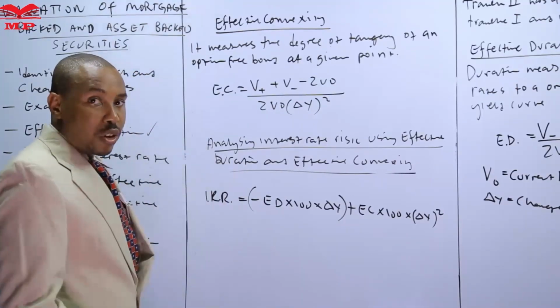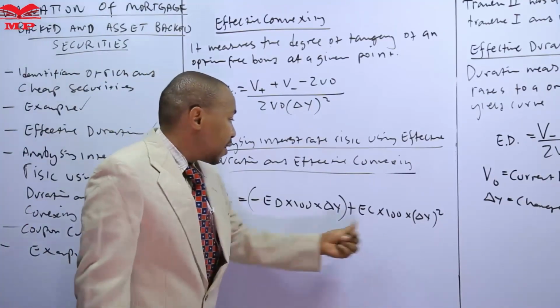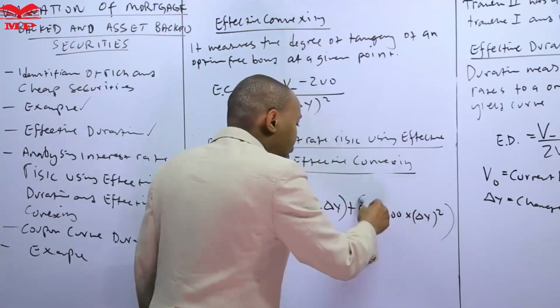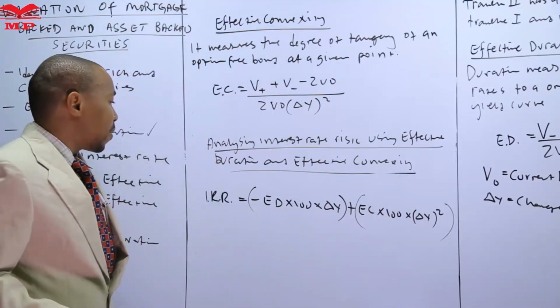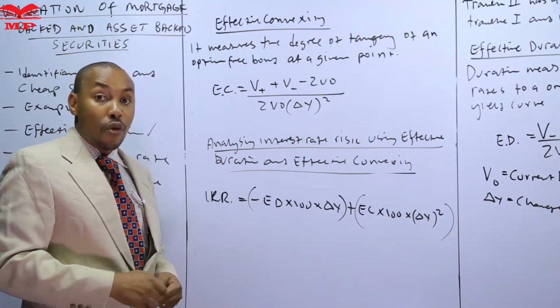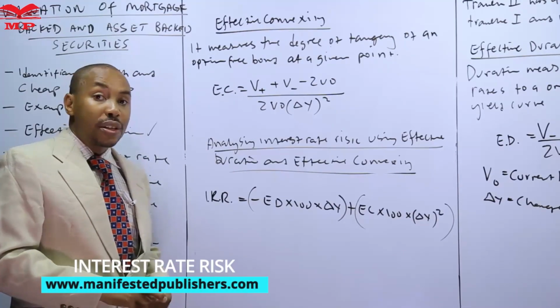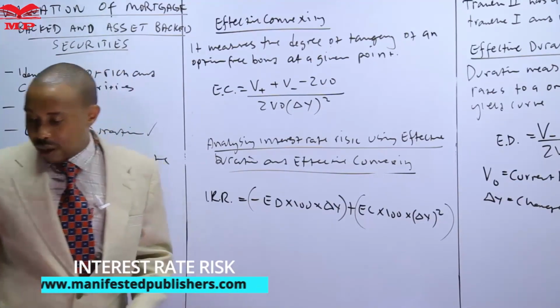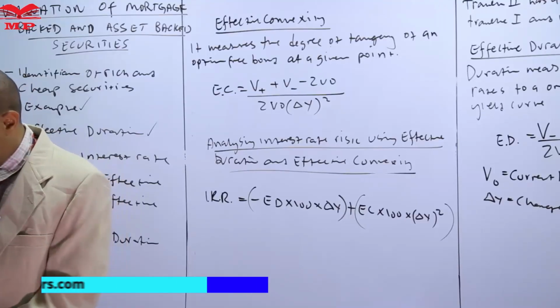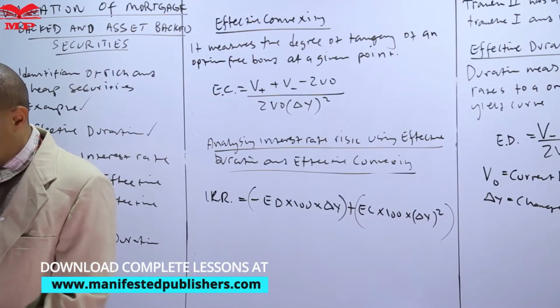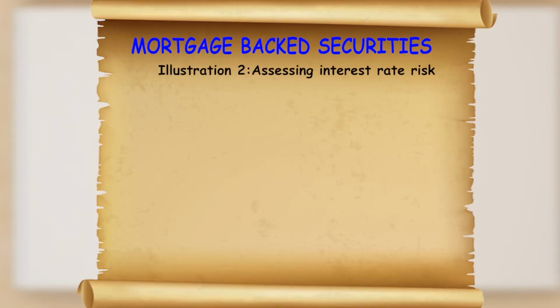And now putting it all together, we can see that this is the formula that is used to measure the degree to which a bond is exposed to interest rate risk. Let's look at an example that can emphasize or reinforce our understanding.